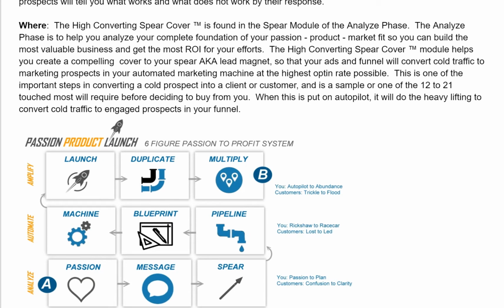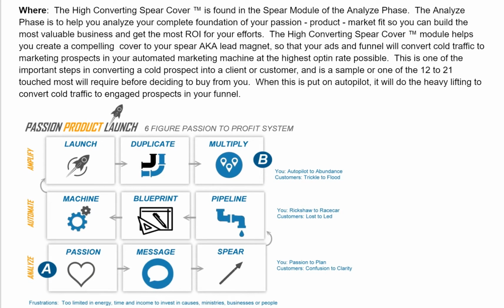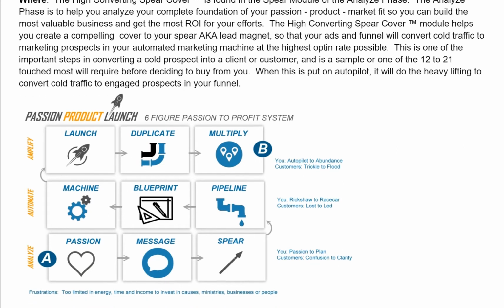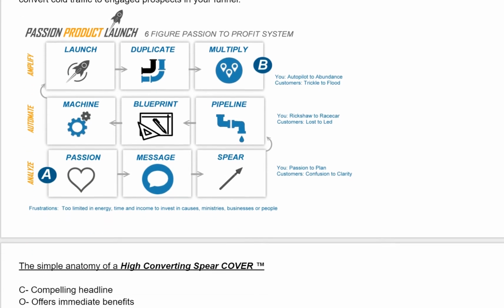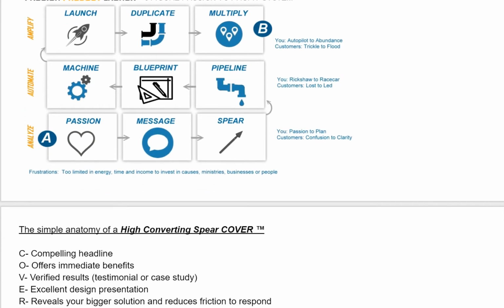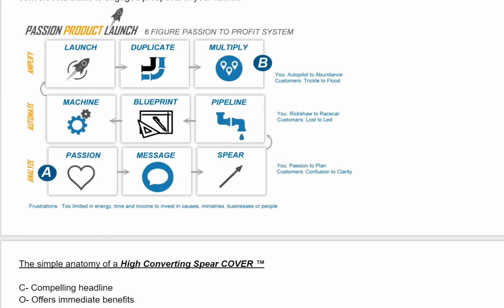So where does this exist? In our prosperity plan, this high converting spear cover is found in the spear module of the analyze phase. So this is one of the tools that you're going to create and possibly create over and over to create a bigger business and to create more pipelines, more opportunities to capture different kinds of prospects within your niche.